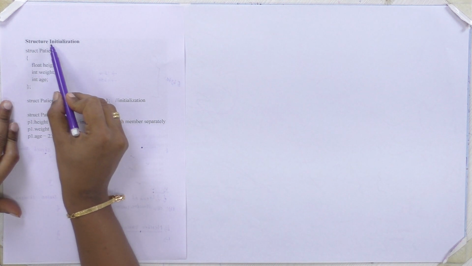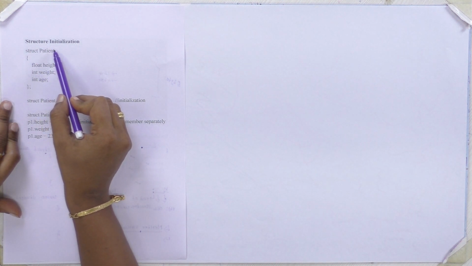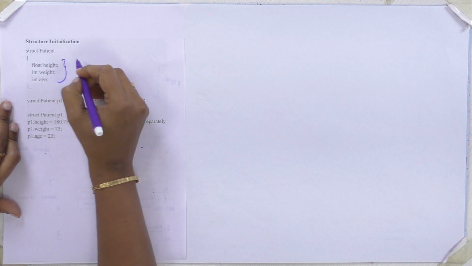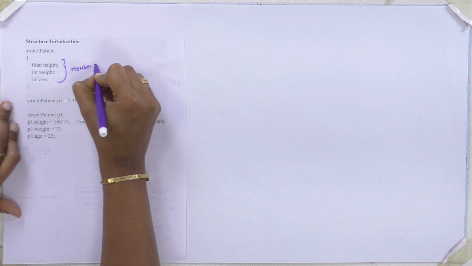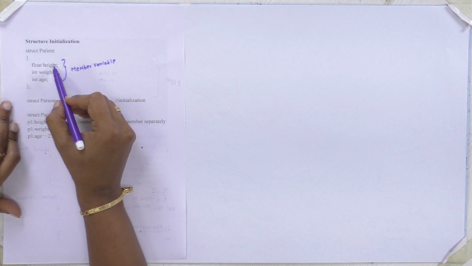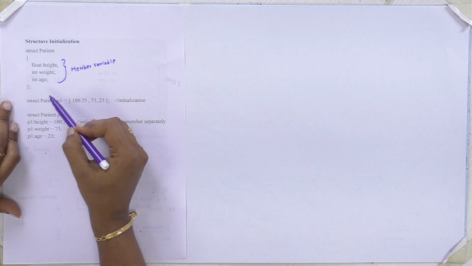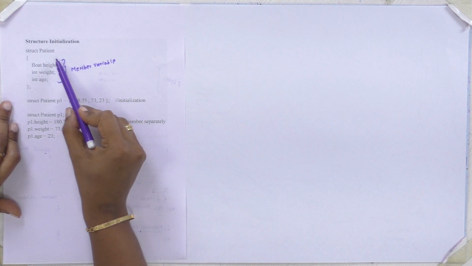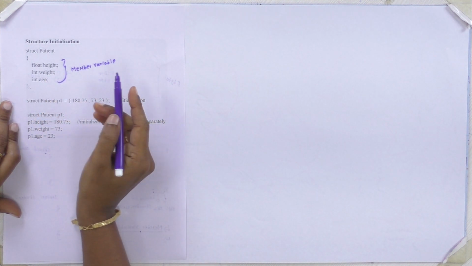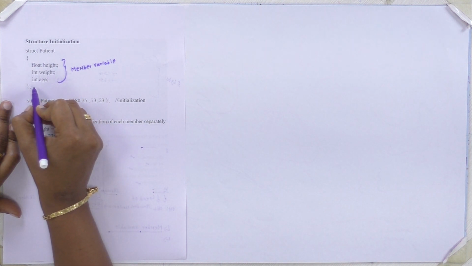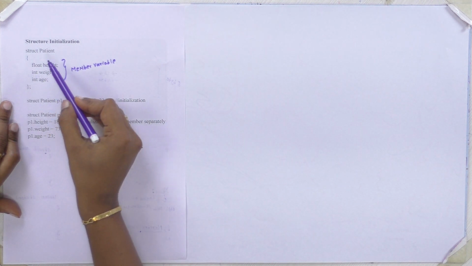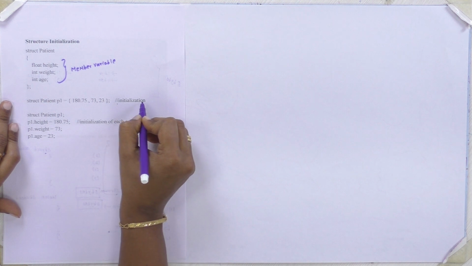Here, let's take an example of creating a structure for patient. The patient has height, weight and age. These are all the member variables. I already told about this. So patient is the structure having the member variables height, weight and age. Here we are going to initialize the values for these member variables. For initializing the values, we need to create an object. In the previous program, we created objects like S1, S2. Same thing we are applying here.